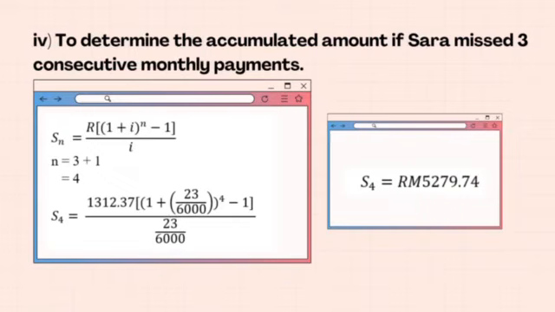To determine the accumulated amount if Sarah missed 3 consecutive monthly payments, we use the formula Sn equals R in bracket, open the bracket, 1 plus i, close the bracket, to the power of N, minus 1, close the bracket, over i. So to find the N, we get 3 plus 1, so we get 4. So the total is RM5,279.74.